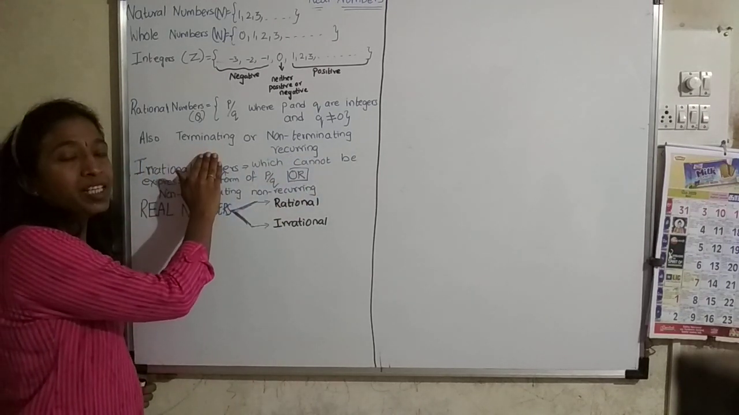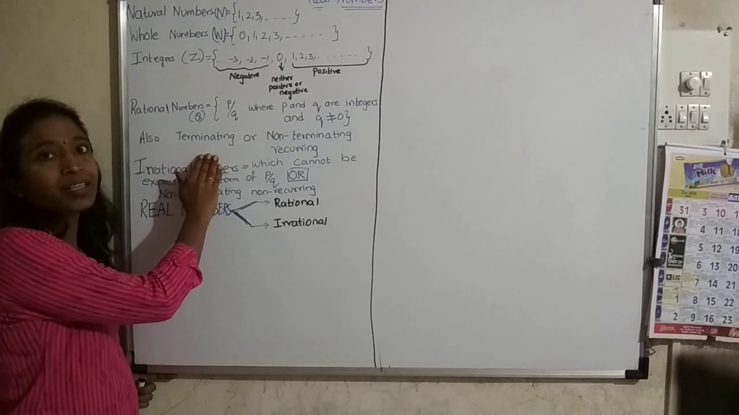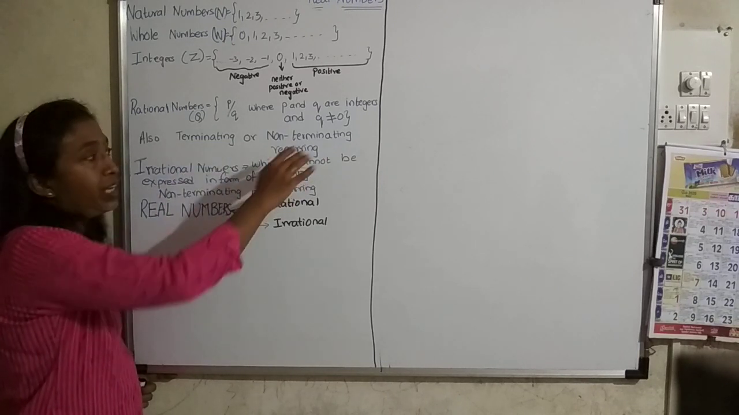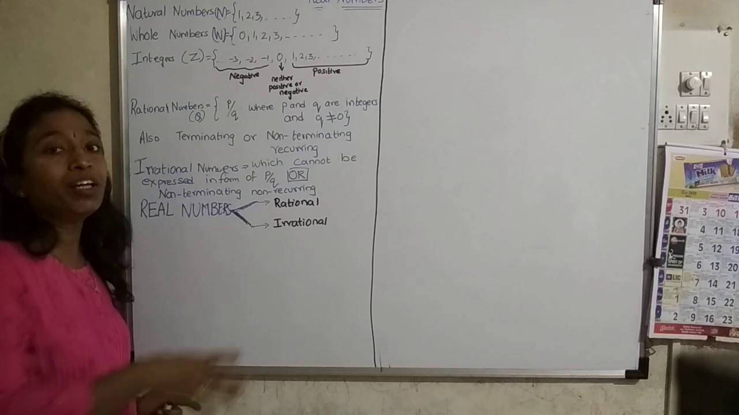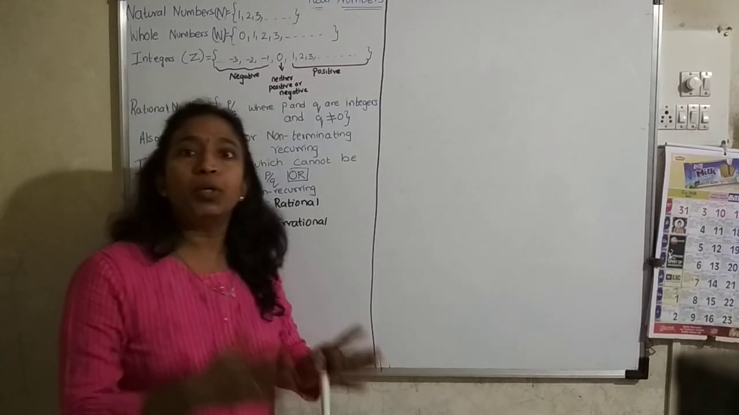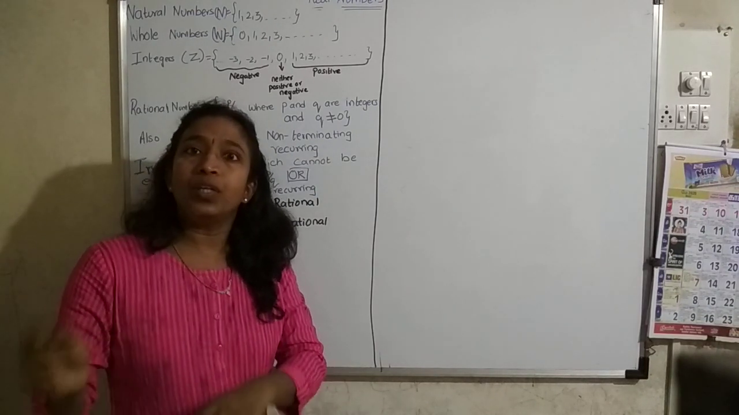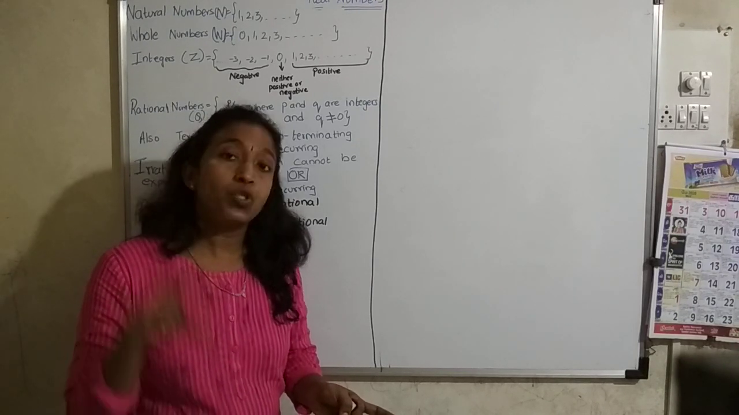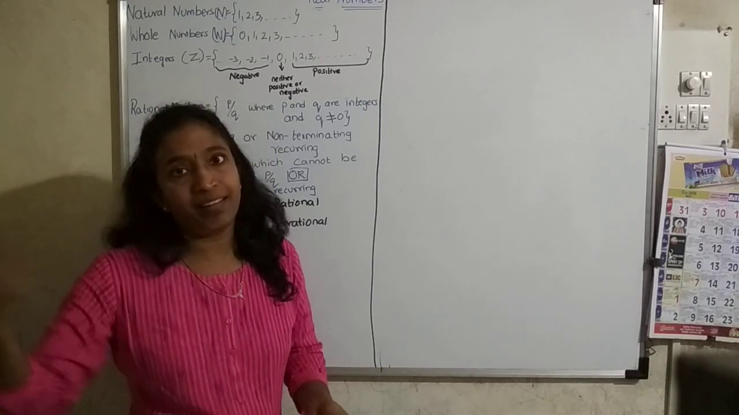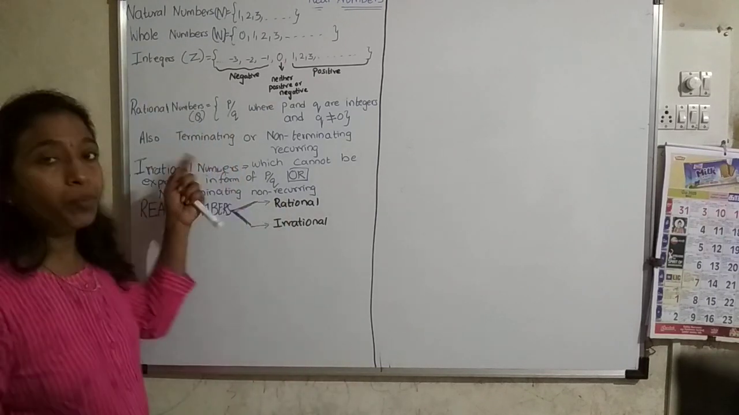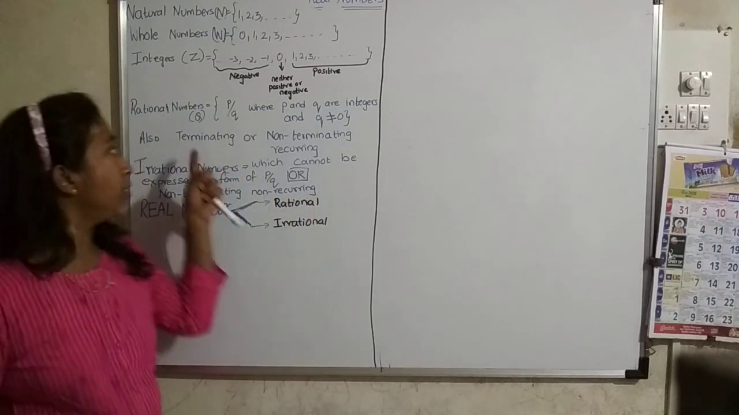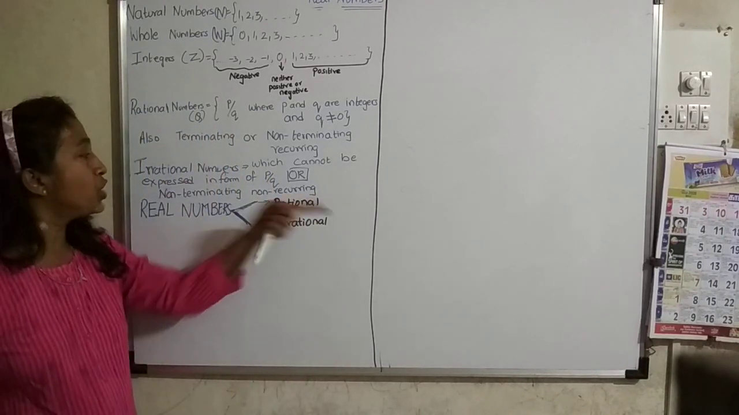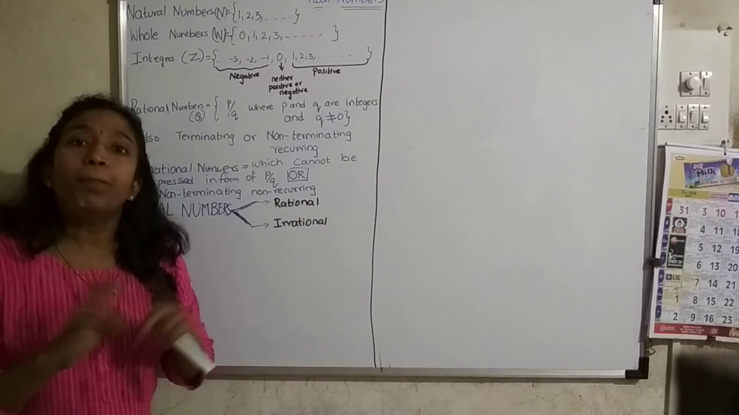Terminating means the division is complete, that means the remainder is 0. If it goes on and the quotient is in the form of non-terminating recurring, for example 2.323232, we put a bar on the repeating part, remember? That is non-terminating, but it is recurring. So either terminating or non-terminating recurring, that is rational.